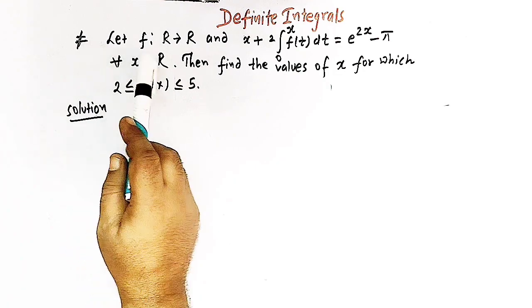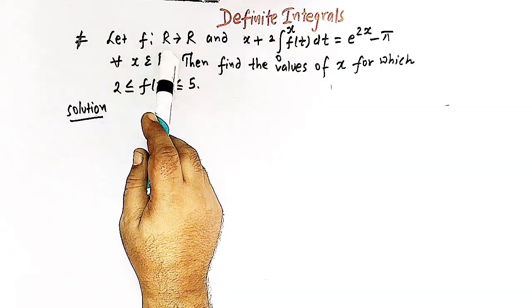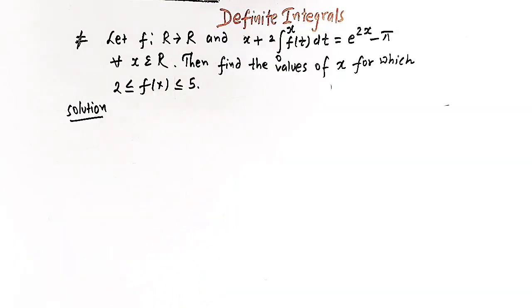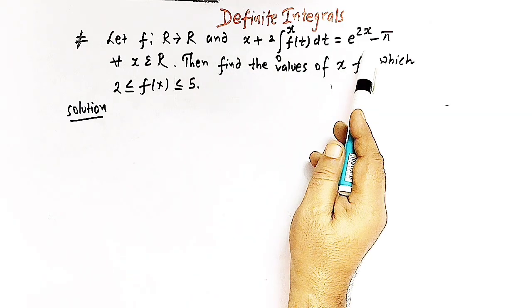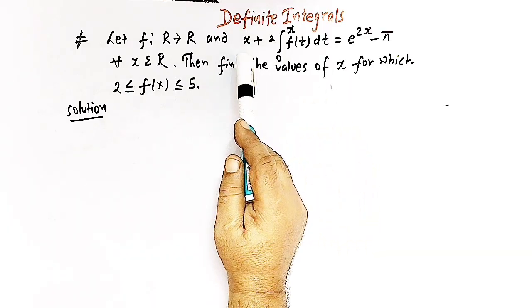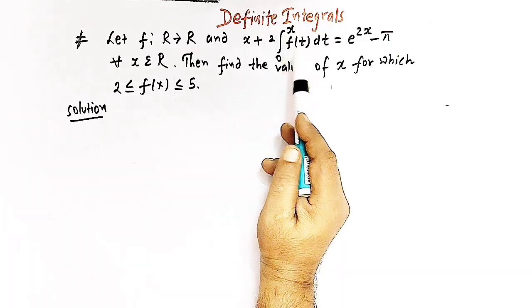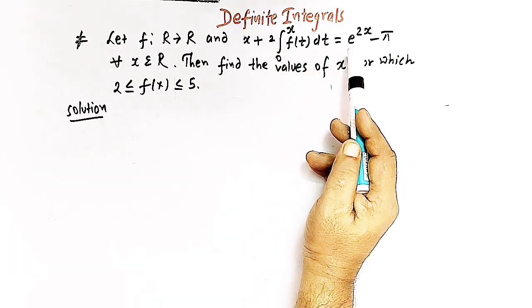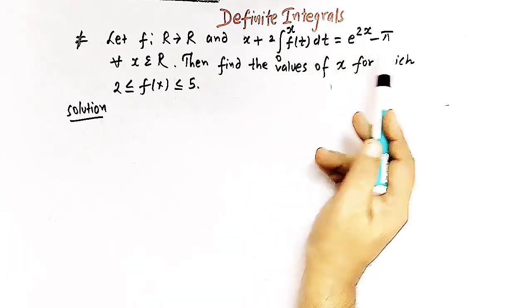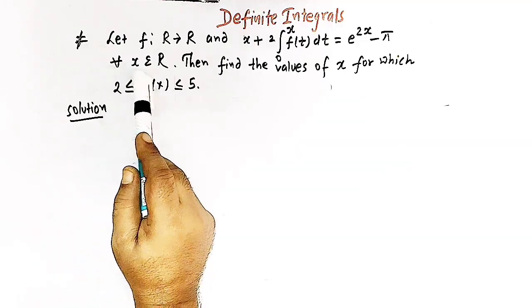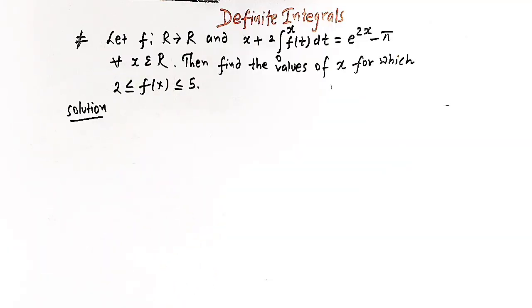So here we are given a function f from R to R, where R is the set of real numbers, and here we are given an equation that is x plus 2 times the integral 0 to x f of t dt is equal to e raised to 2x minus pi, right? For all x belonging to the set of real numbers.